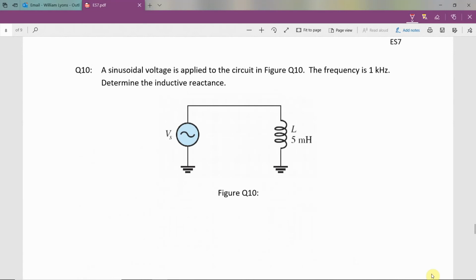In this question, a sinusoidal voltage is applied to the circuit shown at a frequency of 1 kHz, and you've been asked to determine the inductive reactance. Our first step is to note the information given to us in the question.